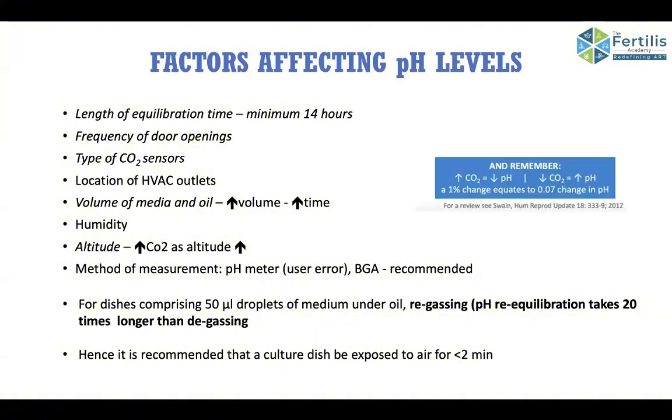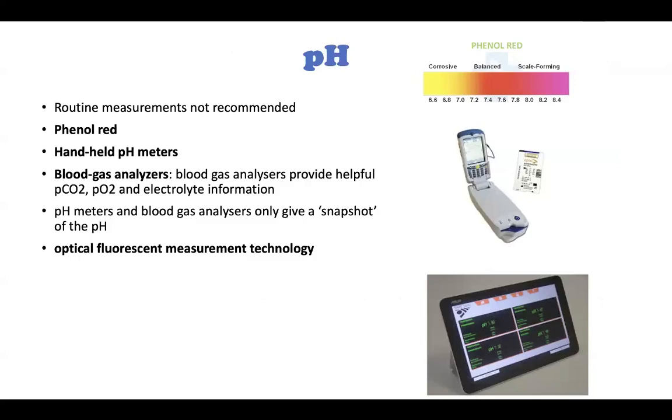A 1% change in CO2 will change the pH by around 0.1. Rule of thumb: increase CO2 by 1%, decrease pH by 0.1, and vice versa.